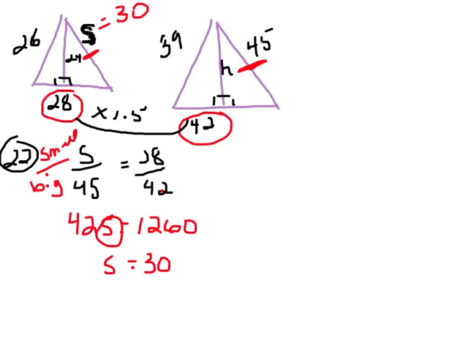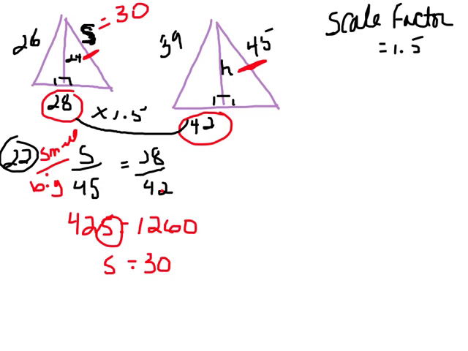Let's just check it out. What's 26 times 1.5? It better be 39, and it is if you're following along on your calculator. And if we want to see if we got that S right, we could say 30 times 1.5, and we get 45. So our scale factor here, it's like doing the dilation and finding the scale factor. It was 1.5.